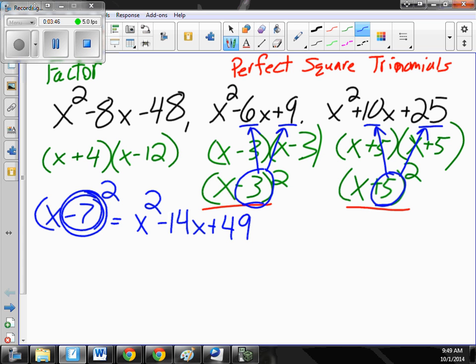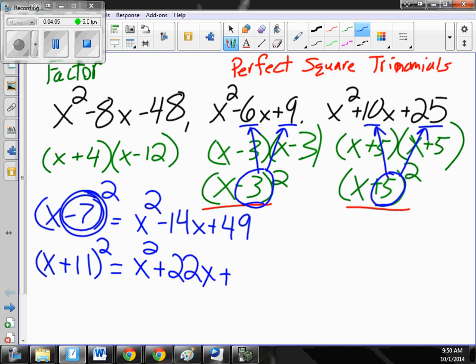Does that make sense? Okay. What if I had x plus 11 squared? X squared plus 22x plus 121.